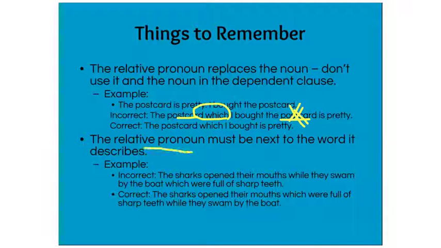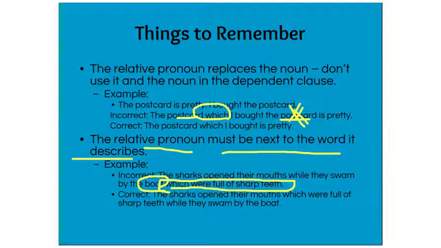And be careful, the relative pronoun must be next to the word it describes, the noun it's telling us more information about. So, the sharks opened their mouths while they swam by the boat which were full of sharp teeth. So here it sounds like this adjective clause, were full of sharp teeth, is talking about the boat. And that doesn't make sense. Because what's full of sharp teeth? The shark's mouth. So it should look like this. The sharks opened their mouths, which were full of sharp teeth. Now the adjective clause is right next to the noun that it is giving us information about and describing.